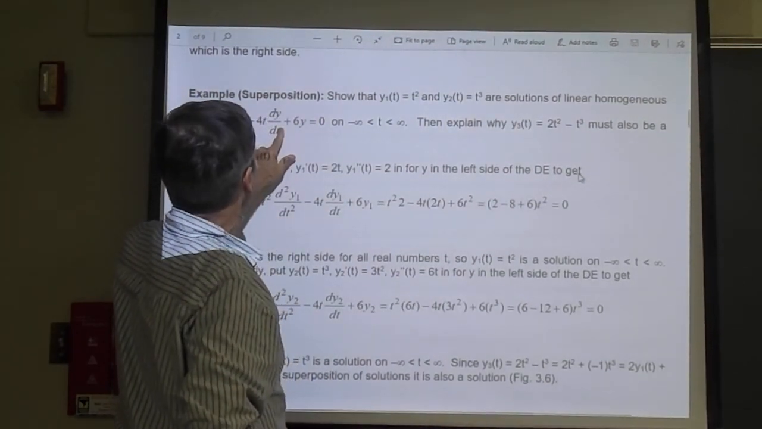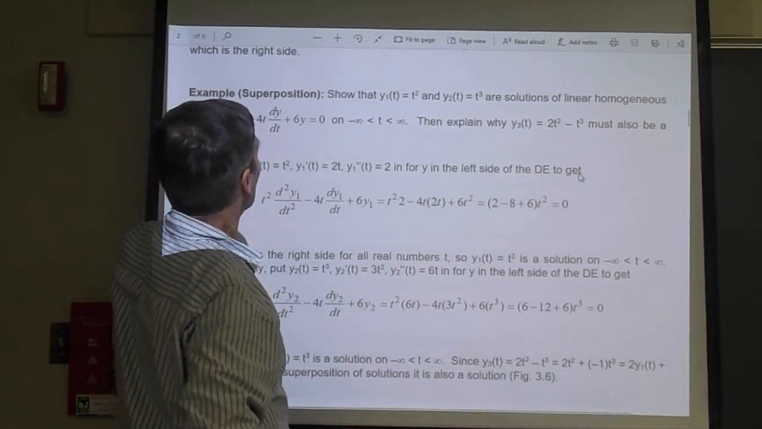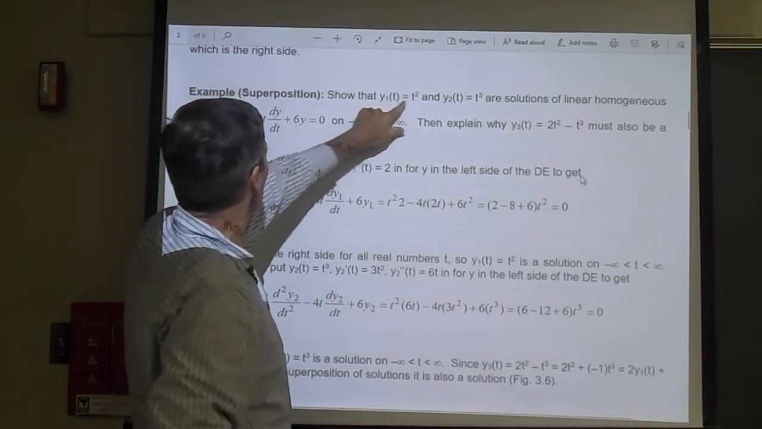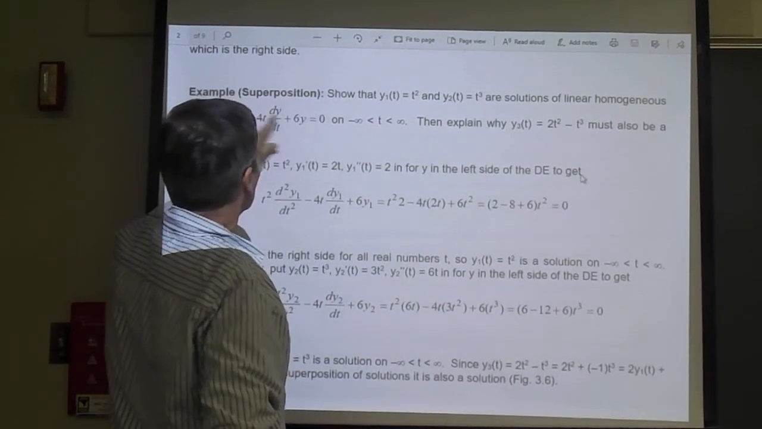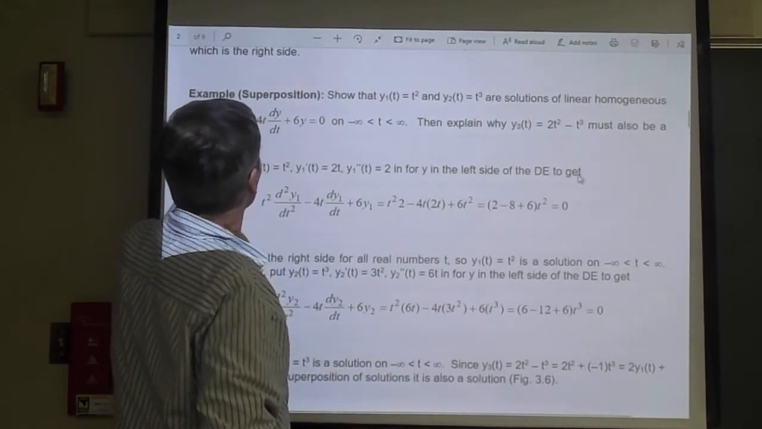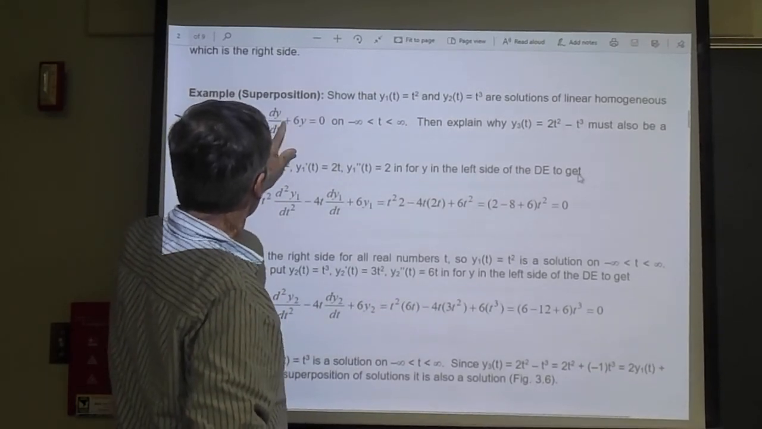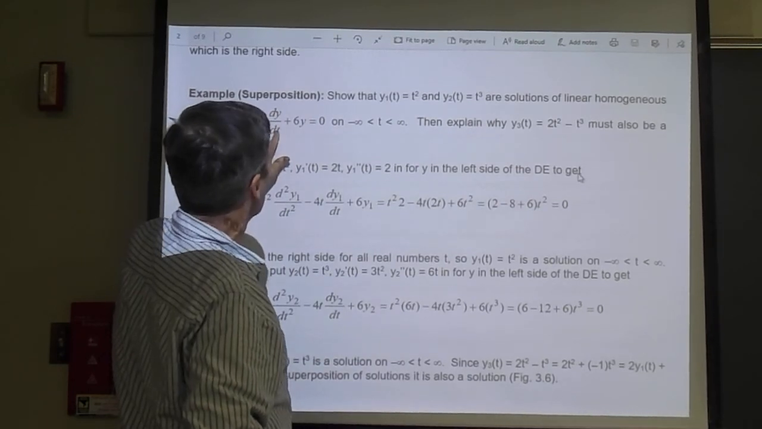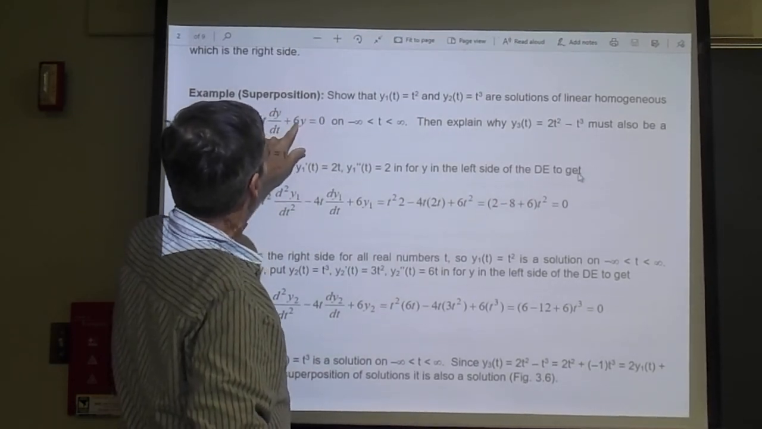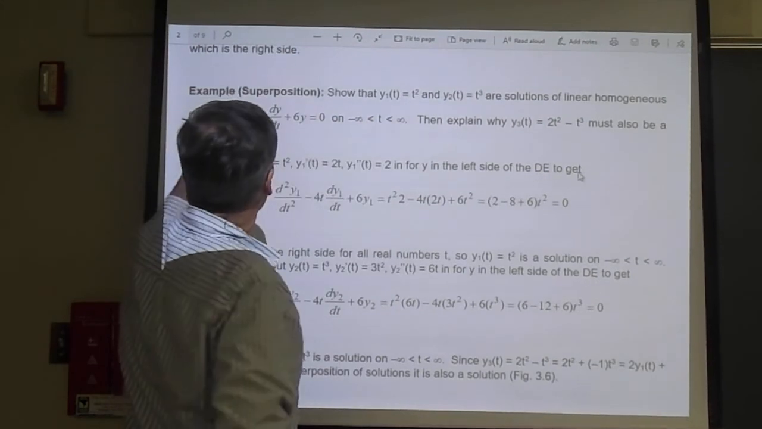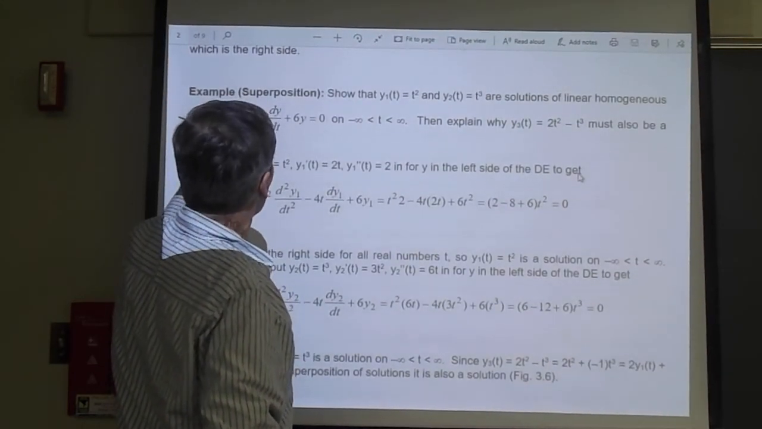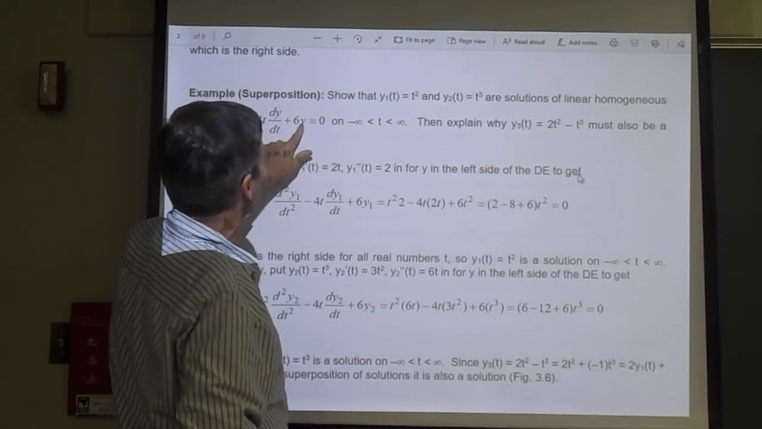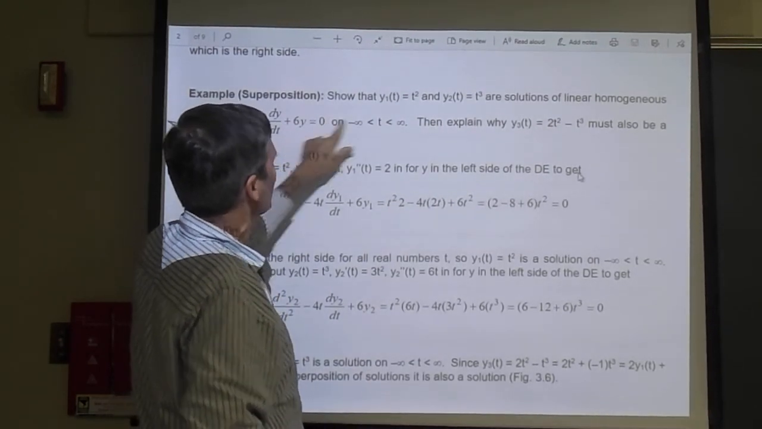Let's see. No, it was 2t squared, I'm sorry. Derivative here was 2t. 2t times, the derivative here is 2. 2 times t squared minus 8t squared, right? 4t times 2t, plus 6t squared. So 2t squared minus 8t squared plus 6t squared, you add that all up, oh, it gives you 0. Sure enough, t squared is a solution.